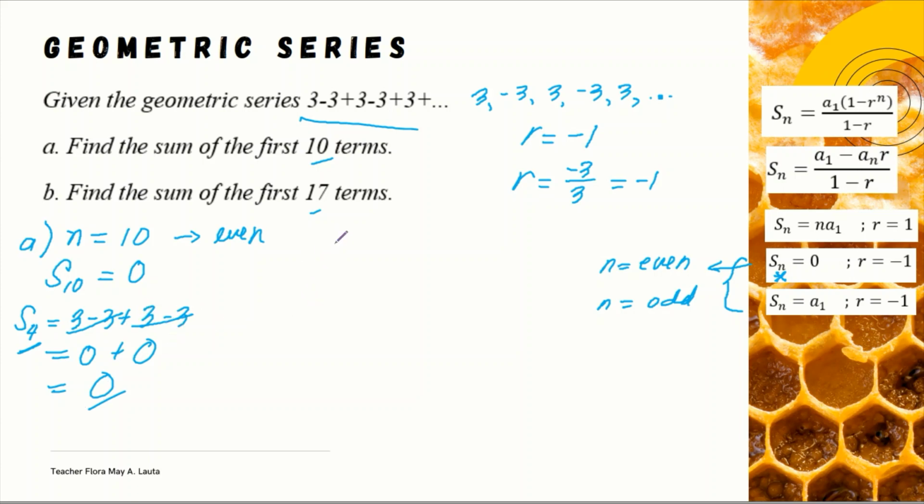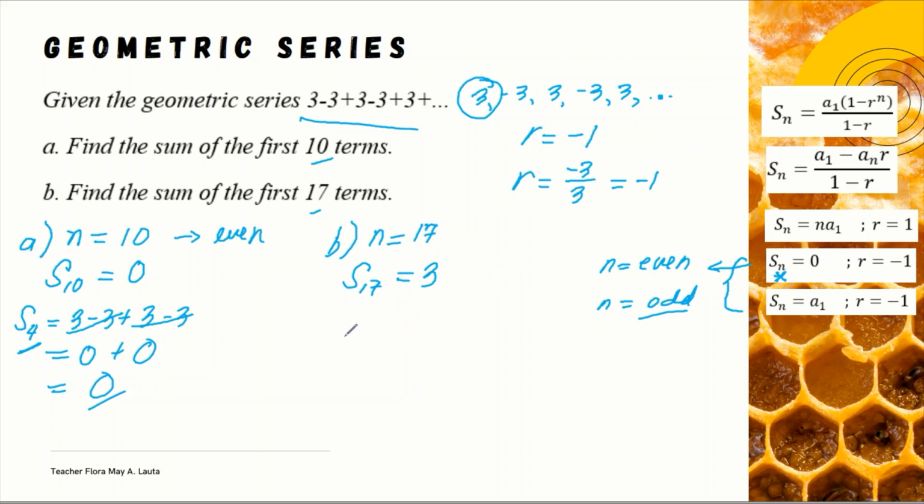And then, letter B naman, when n is 17, so 17 is an odd number, so the answer will be the first term, right? So, S sub 17, ang first term natin ay positive 3. So, that's it. That's the answer.